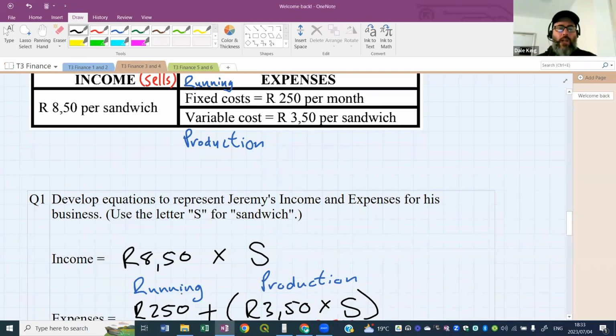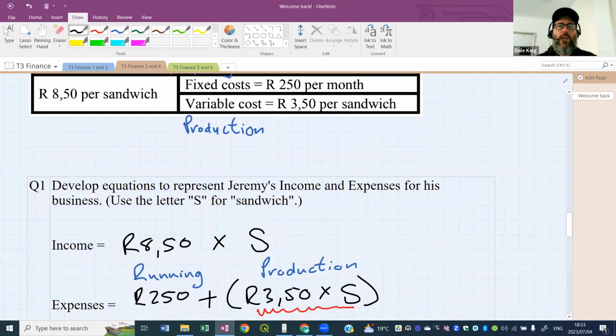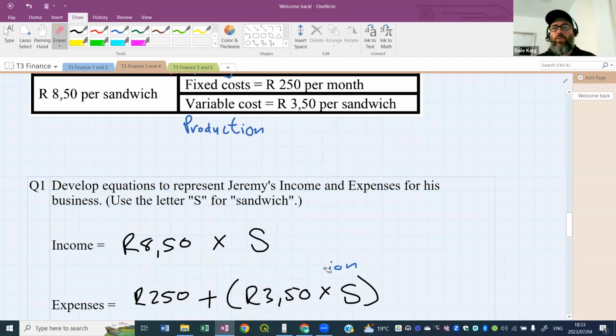All right, so on the left, we have the fixed or running cost, and on the right, we have the variable or production costs. Okay, so your expenses equation must include both of these, fixed and variable, or running and production. So you must include both of them. So now we have two equations that we can use to help this person with this business. Thank you very much for your help, guys, in helping create these equations.